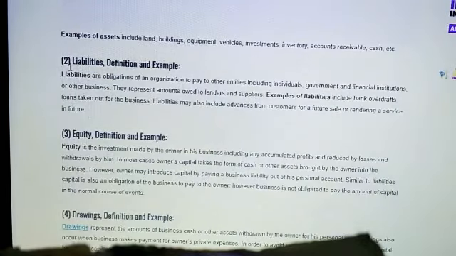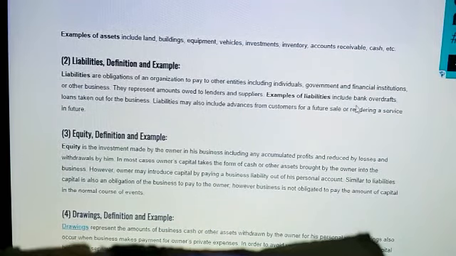Now we move ahead to the liabilities. Liabilities are those things which we need to repay. These are the obligations we need to fulfil. These terms are known as liabilities. Liabilities are the obligations of an organization to pay other entities including individuals, government, financial institutions or other businesses. They represent amounts owed to lenders or suppliers.